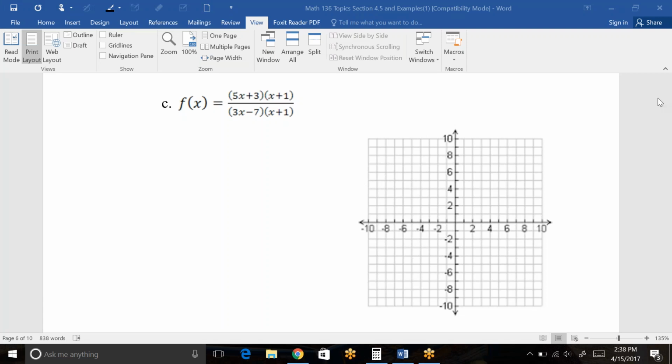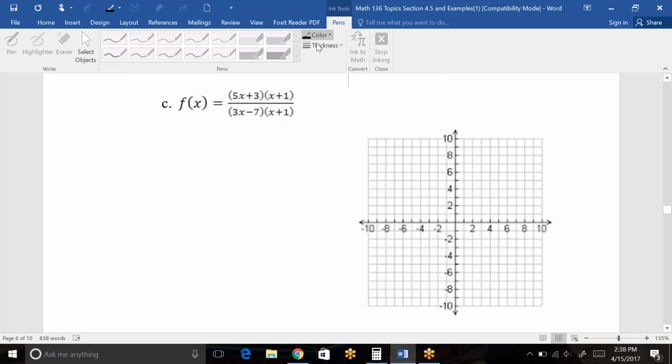This is the section 4.5 extra examples on graphing rational functions. So we're going to start off with part C because I did not get to this in both sections. This is a pre-factored rational function, so everything's already been factored down. Notice that the x plus 1 on top and bottom is going to cancel out, which means that we are going to have, remember, a hole when something like that happens.